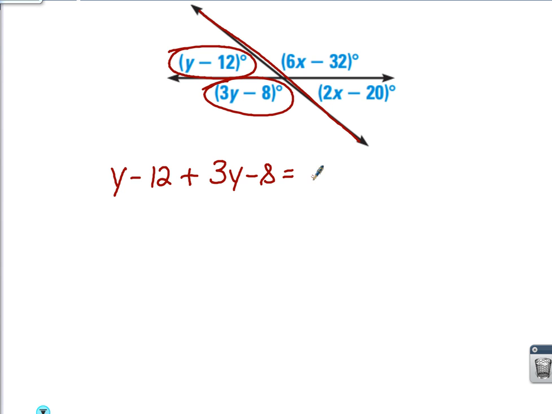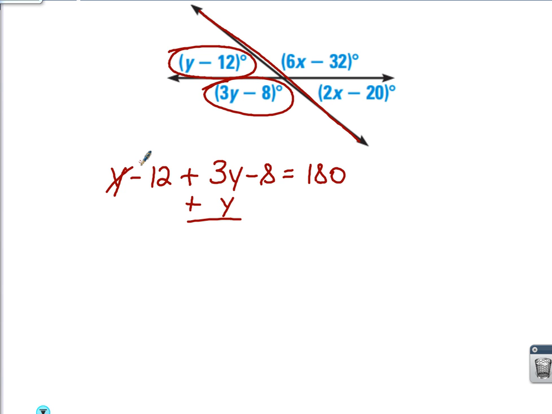Plus gives you perfect. Those two angles are supplementary. If you put them next to each other, they form a linear pair. They form a straight line. Notice I only have y's. There's no x's here, so I can put my y's together by doing this.